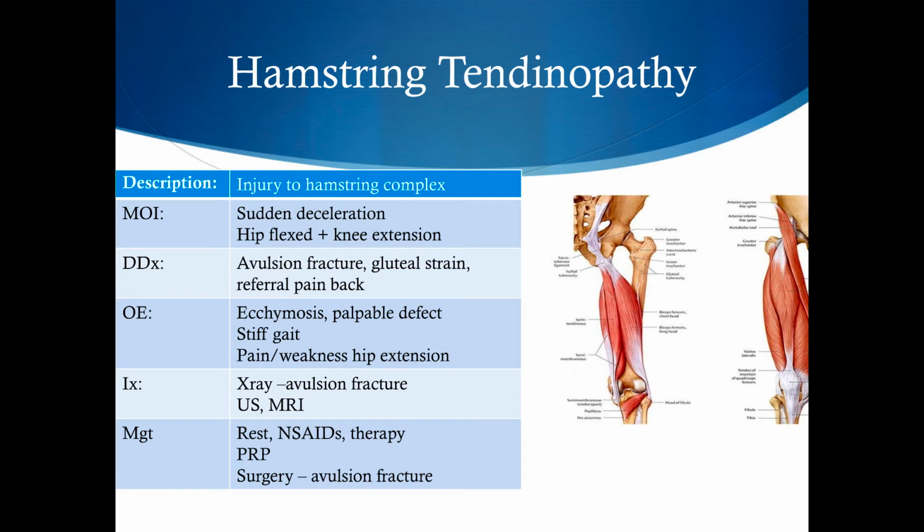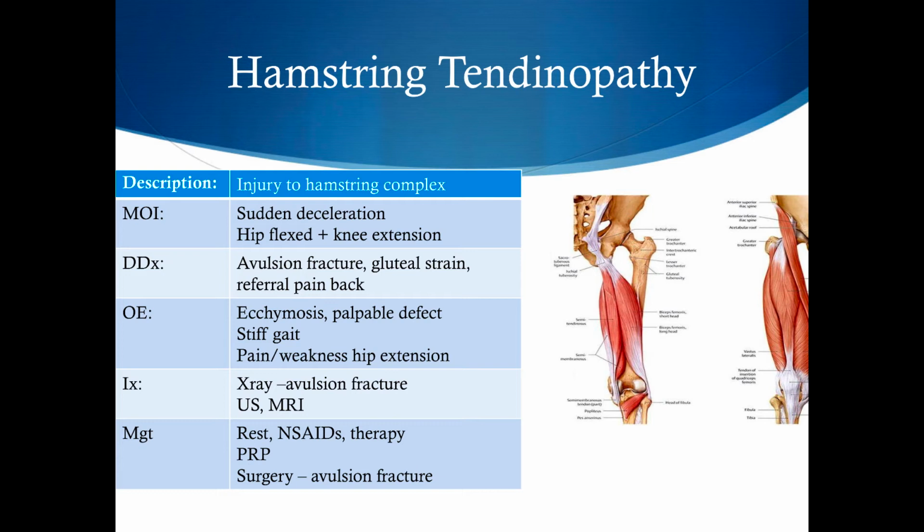On examination, they may have an antalgic gait, they may have heard a pop, they may have bruising or palpable defect over the affected muscle group. Oftentimes they may have a stiff gait as well. And oftentimes they're also weak in their hip extension and have pain with resisted testing. X-ray to rule out an avulsion fracture should be done. You can also consider an ultrasound or an MRI if you think there's a significant injury to the hamstring muscle group.